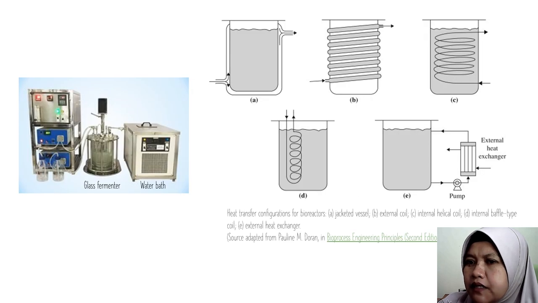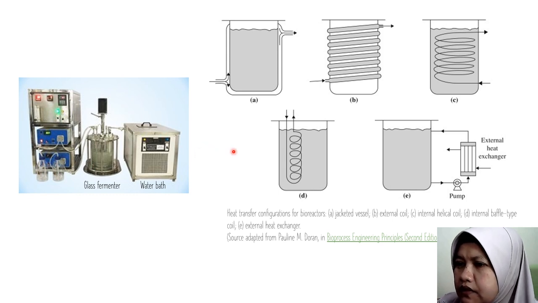So this is an example. We have a water bath here connected to the glass fermenter. And this is actually another controller. So this water bath is used to control the temperature inside the fermenter here.